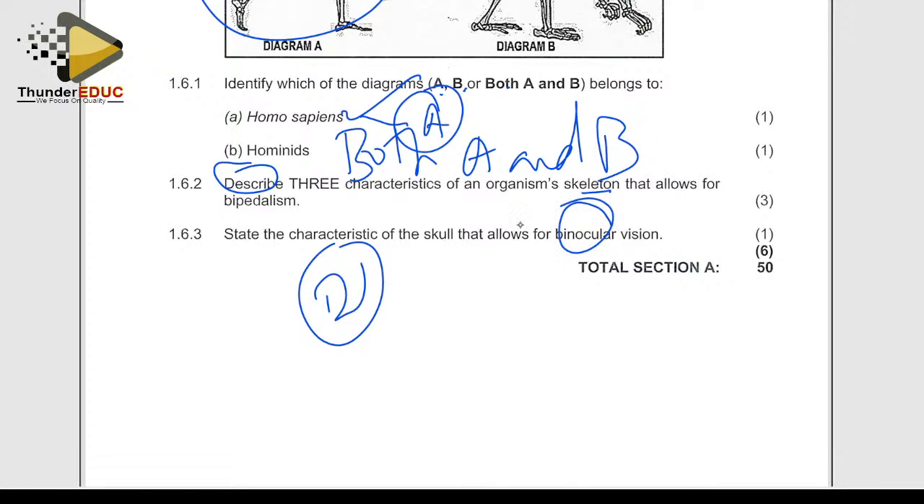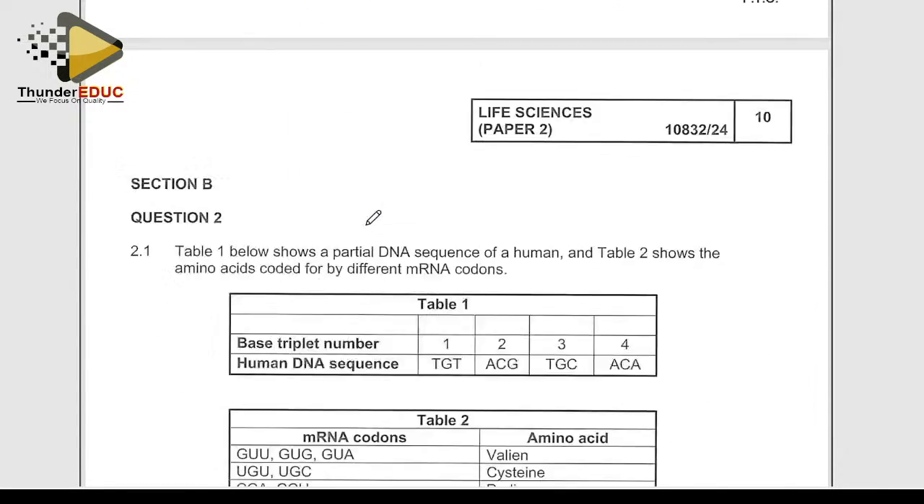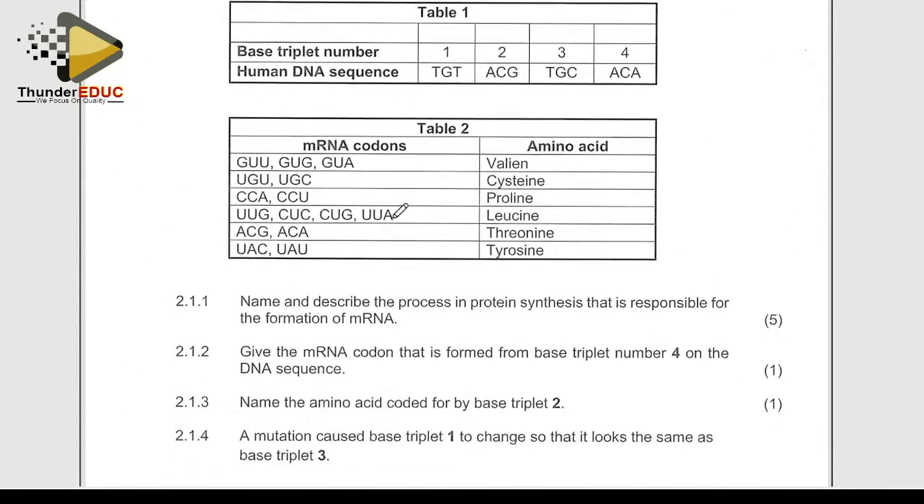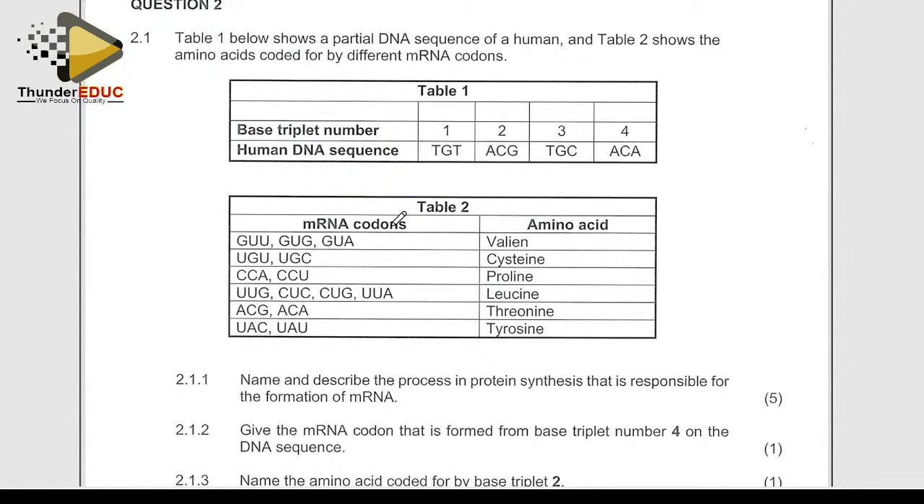Binocular means you're able to see with the two eyes. So two eye sockets meaning that they will have two eyes. You understand? If you got another answer which is correct, then they'll also consider it based on the discussion of the memorandum.